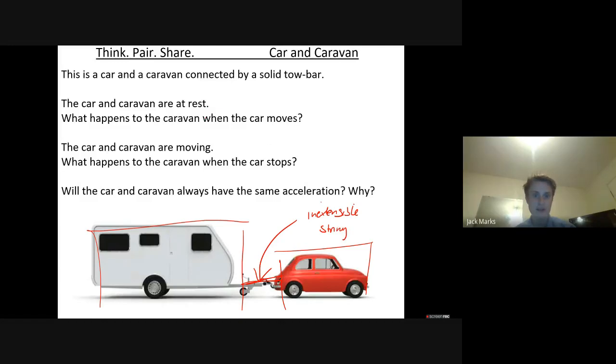So the car and caravan are at rest. What happens when the car moves? Well, the caravan moves. When this goes, this goes. And the reason is all of the acceleration for the car is transferred into the acceleration for the caravan.